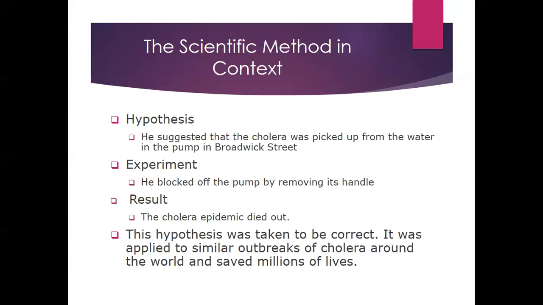Now, in order to determine if his hypothesis was correct, he had to carry out an experiment. What did he do? He blocked off the pump by removing its handle. So he blocked it off now. So this is the independent variable that we're changing here. All right, so if the pump was blocked off, then what will happen? The result was the then part of the statement, the epidemic died out. So this hypothesis was taken to be correct. It was applied to similar outbreaks of cholera around the world and saved many lives.